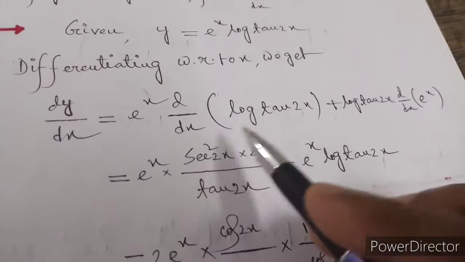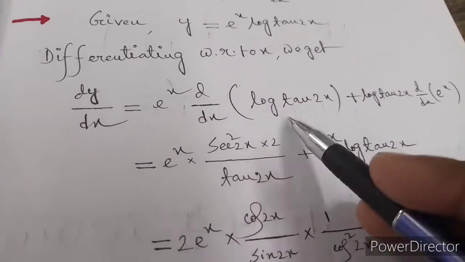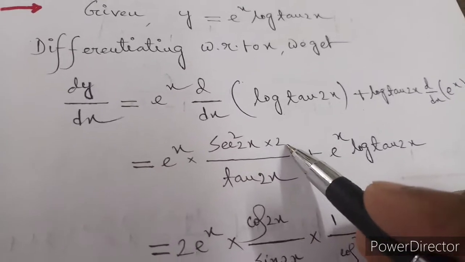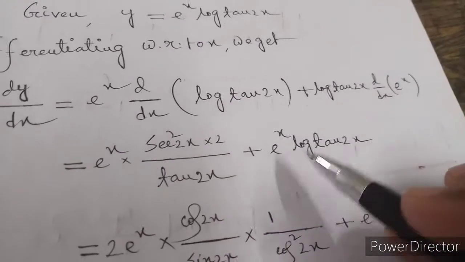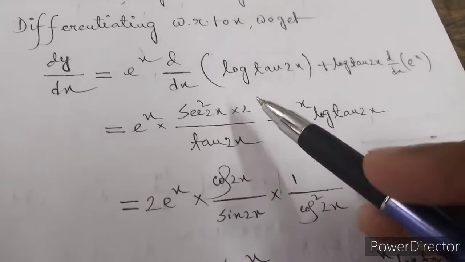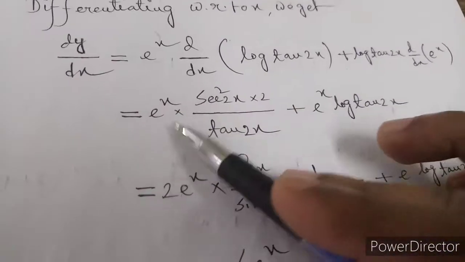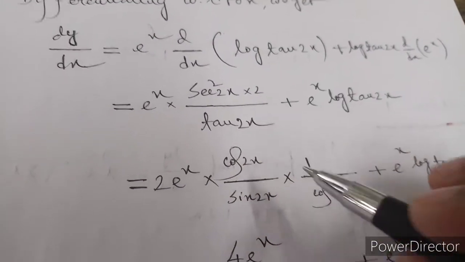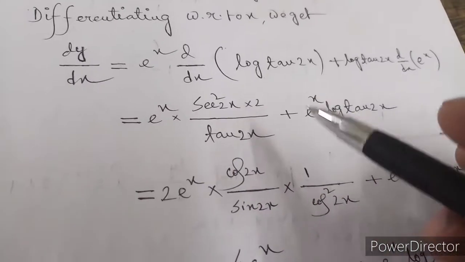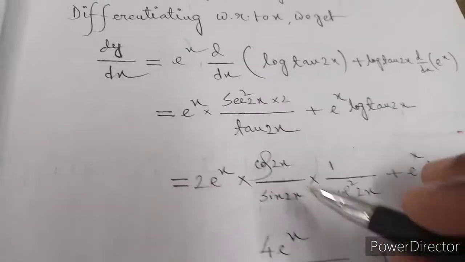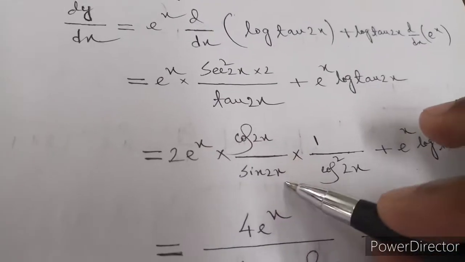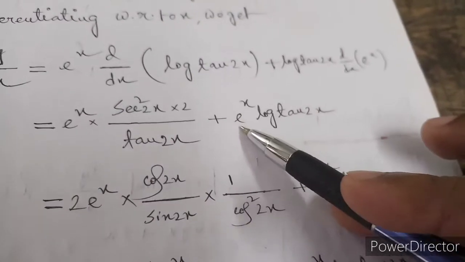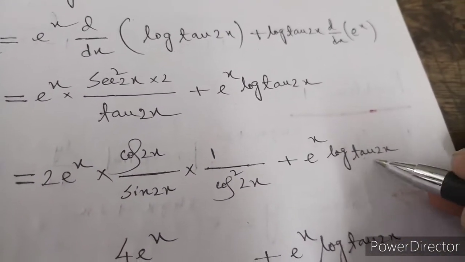Now the derivative of log tan 2x: the derivative of log is 1 by tan 2x, and the derivative of tan 2x is sec square 2x into 2, plus, and the derivative of e to the power x is e to the power x. So if we calculate this, we get 2 e to the power x into cos 2x by sin 2x, since 1 by tan 2x means cos 2x by sin 2x, into sec square 2x, which means 1 by cos square 2x, plus e to the power x into log tan 2x.